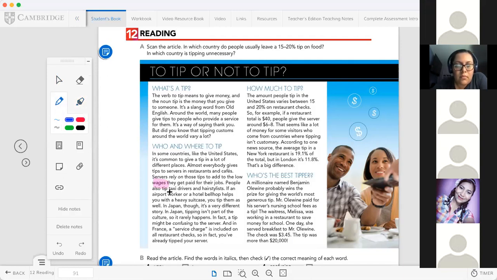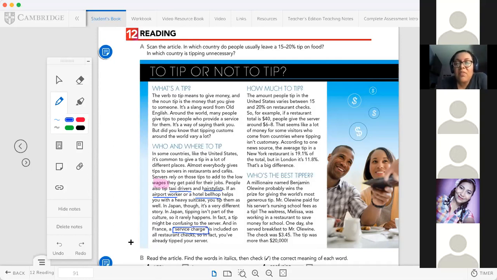In Japan, though, it's a very different story. In Japan, tipping isn't part of the culture. So it rarely happens. In fact, a tip might be confusing to the server. And in France, a service charge is included on all restaurant checks. So in fact, you already tipped your server. Thank you very much, Eileen.